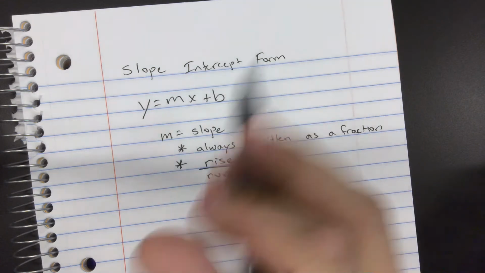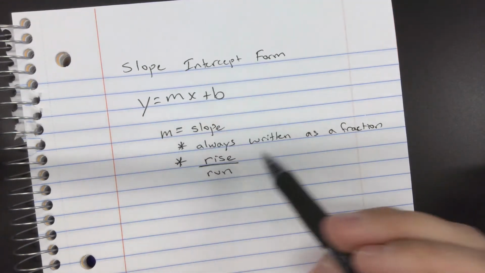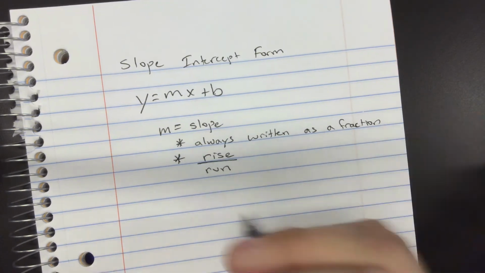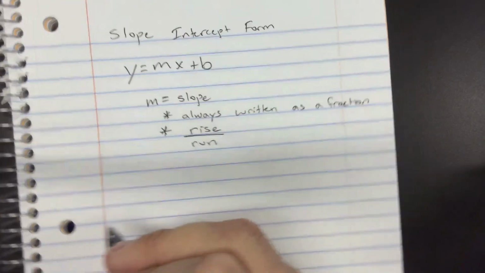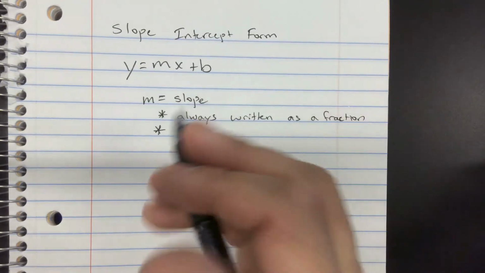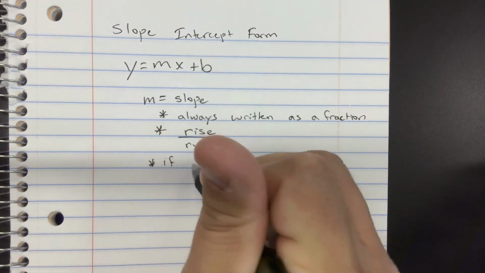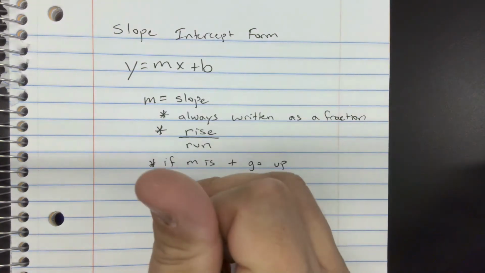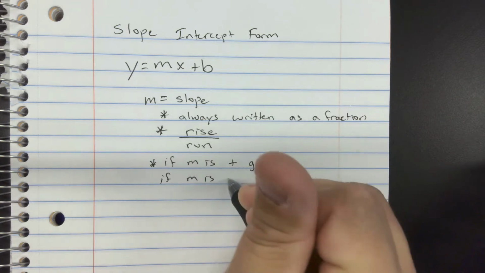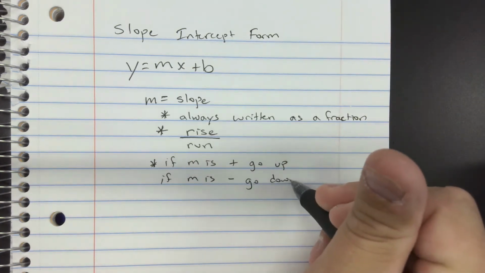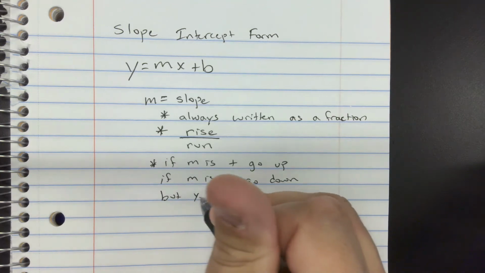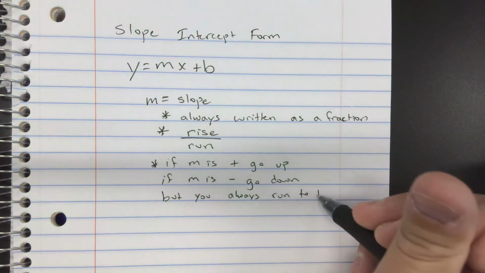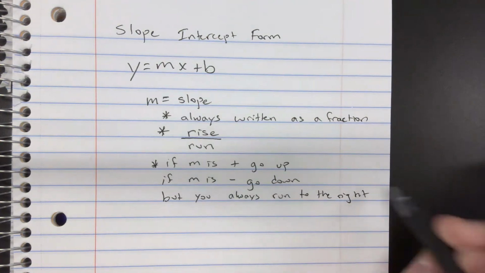Okay. So m equals the slope. Quiet. It's always written as a fraction, and it equals rise over run. Now look at this right here. I'm going to write an extra little thing underneath slope. If m is positive, go up. If m is negative, go down. But you always run to the right.